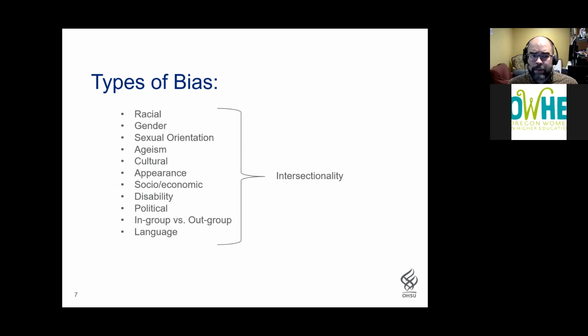But it's not just limited to whether a person is male or female, or whether they are white, Asian, Latinx, Black, etc. There's all sorts of bias that can occur, be it from sexual orientation, cultural, the instructor's appearance, socioeconomic, in-group versus out-group. The list goes on and on. And the list here is certainly not an end-all be-all list. There's all sorts of ways bias can occur.